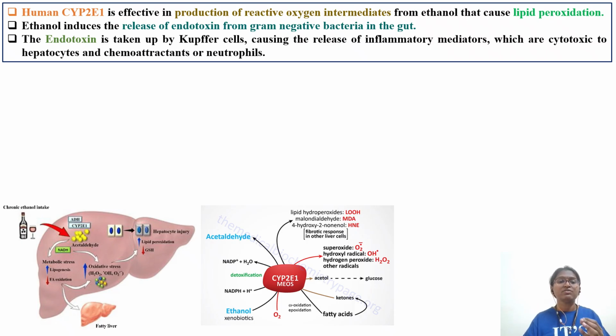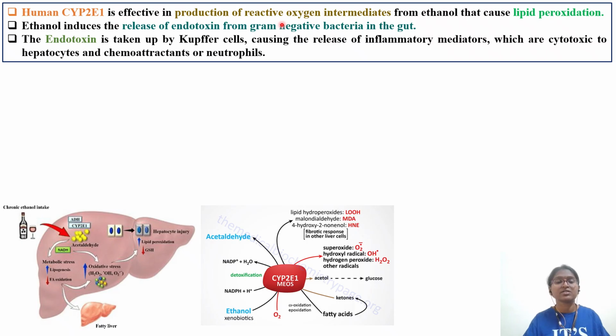So human CYP2E1 is there. This is an isoform of the CYP enzyme, effective in the production of reactive oxygen intermediates. ROS, RNS generation because of excessive oxidative stress. The free radicals which are generated cause cytotoxicity and cell death. This is the main mechanism. Any hypothesis you write, one of the mechanisms will involve this one.